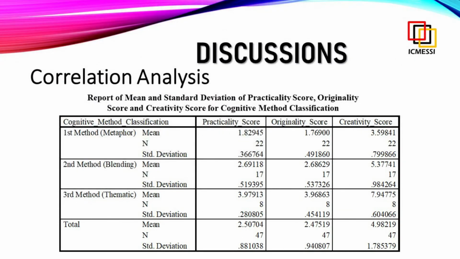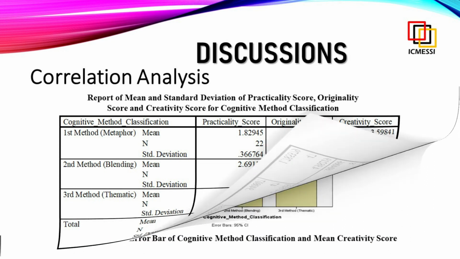Next is to discuss the relation between the cognitive method classification and the mean of creativity score. This table shows the report of mean, number of data, and standard deviation of cognitive method classification towards practicality score, originality score, and creativity score. From the mean value, an error bar is plotted for the creativity score, and the analysis is to see the significant difference from the standard deviation value in the error bar.